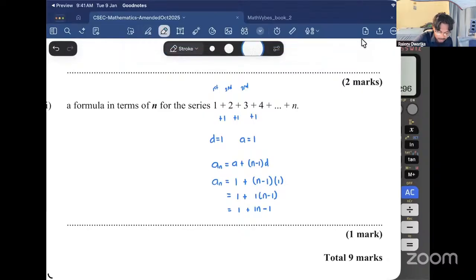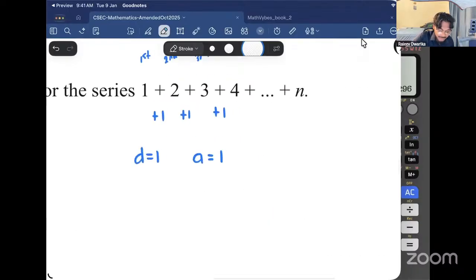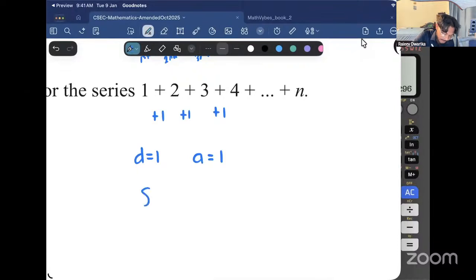Oh wait, no, I made a mistake. They want a formula in terms of n for the series. If it's a series we're dealing with, it wouldn't be a of n. It'd be S of n. Yeah, okay. My bad. Because it's a series, right? If it's a series, you don't use a of n.